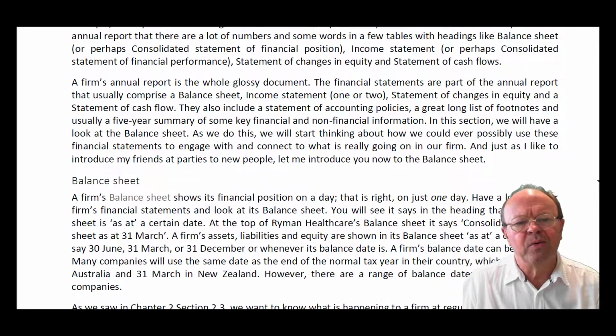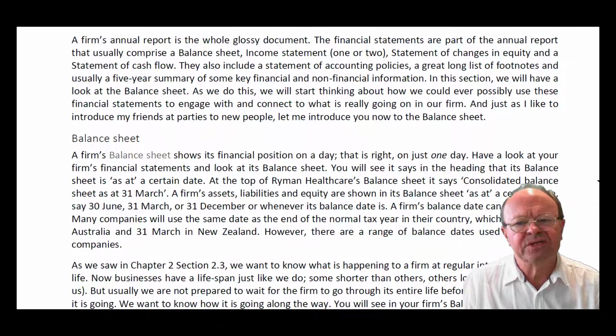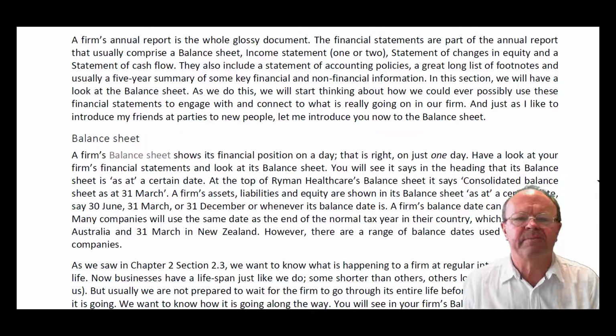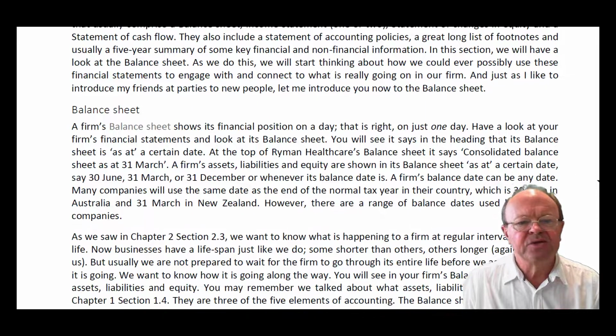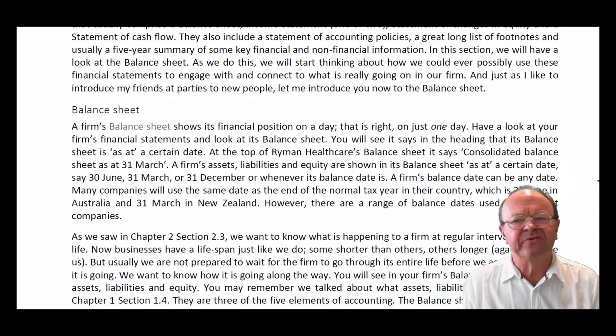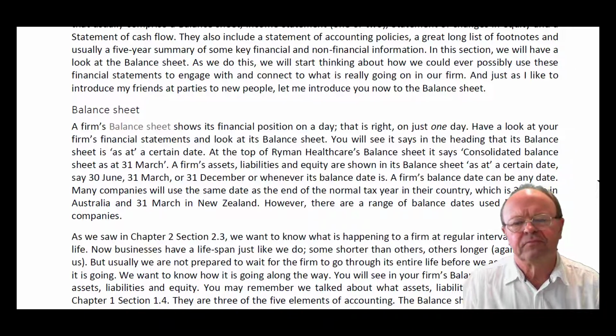A firm's annual report is the whole glossy document. The financial statements are part of the annual report that usually comprise a balance sheet, income statement, one or two statements of changes in equity, and a statement of cash flow. They also include a statement of accounting policies, a great long list of footnotes, and usually a 5-year summary of some key financial and non-financial information.